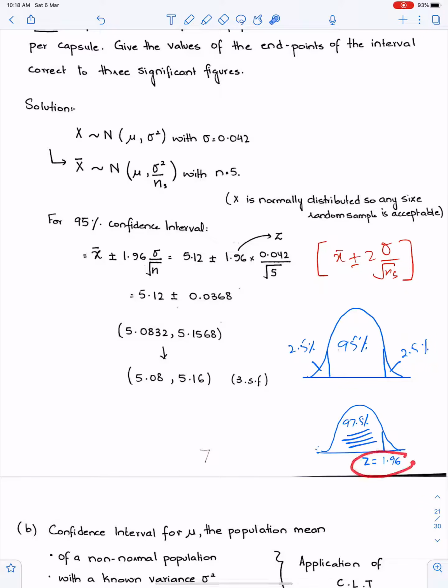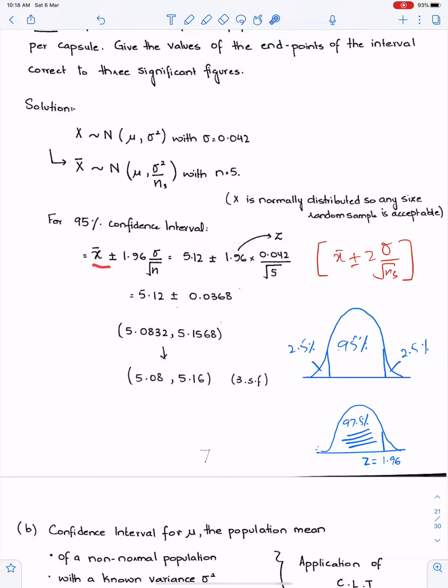And this value is here. I told you we write the value of Z from the table or calculator. We found this 1.96 this way. So whenever it says 95%, you have equal areas on these two sides. So get this total area and then use your calculator or table to get this value of Z.